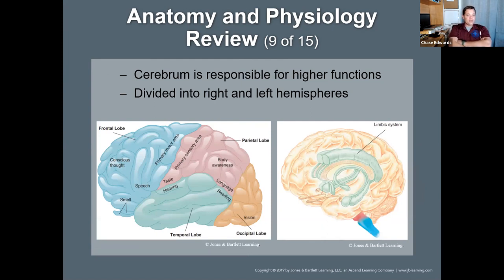All right. So the cerebrum is responsible for higher functions. It's divided into the right and left hemispheres. The cerebral cortex regulates voluntary skeletal movement and the level of awareness. Each cerebral hemisphere is divided into anatomic areas called lobes. The frontal lobe is responsible for voluntary motor action and personality traits. The parietal lobe controls the somatic or voluntary sensory and motor functions for the opposite side of the body, as well as memory and emotions. The occipital lobe is responsible for processing visual information. And then the speech center is located in the temporal lobe.